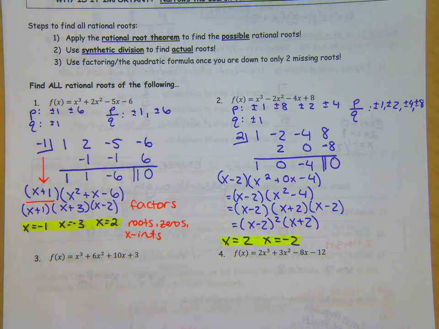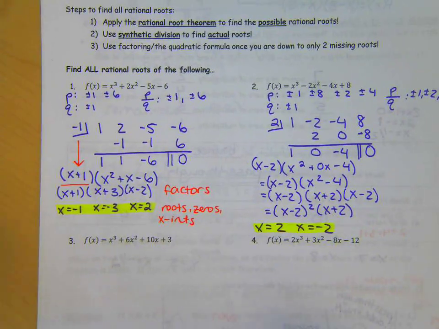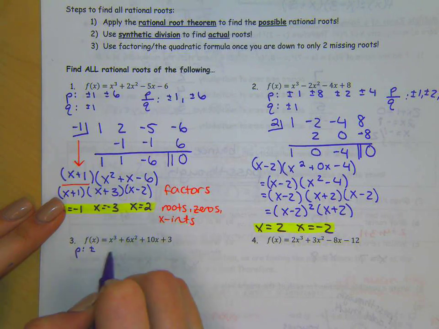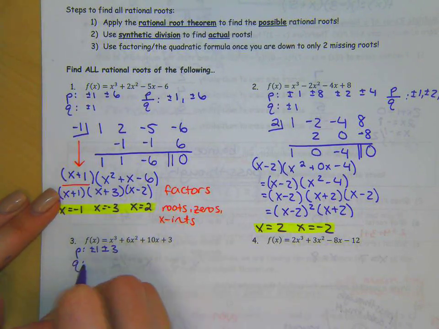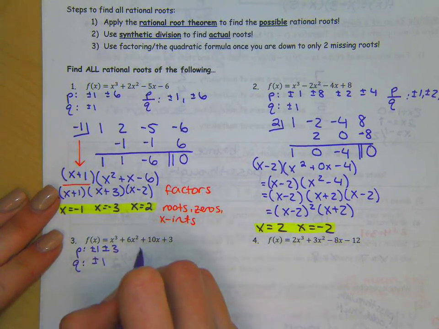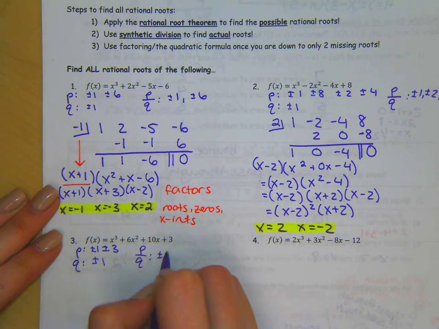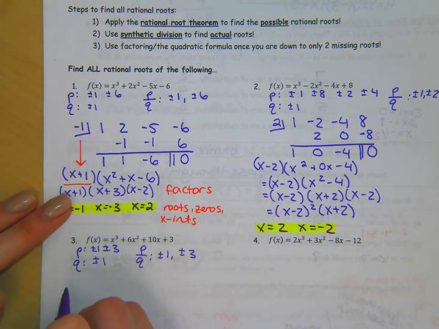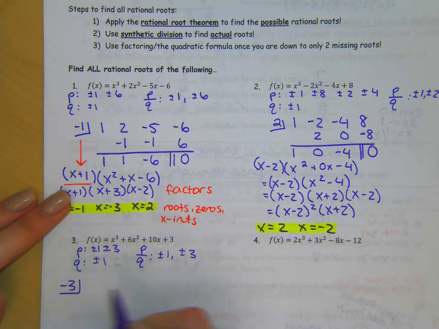All right, two more problems. We have f of x equals x cubed plus 6x squared plus 10x plus 3. Our p, our possible factors for 3, are plus or minus 1 and plus or minus 3. Our q, we have plus or minus 1, so our p over q is just plus or minus 1 and plus or minus 3. So I'm going to pick -3 as the one that's going to work.